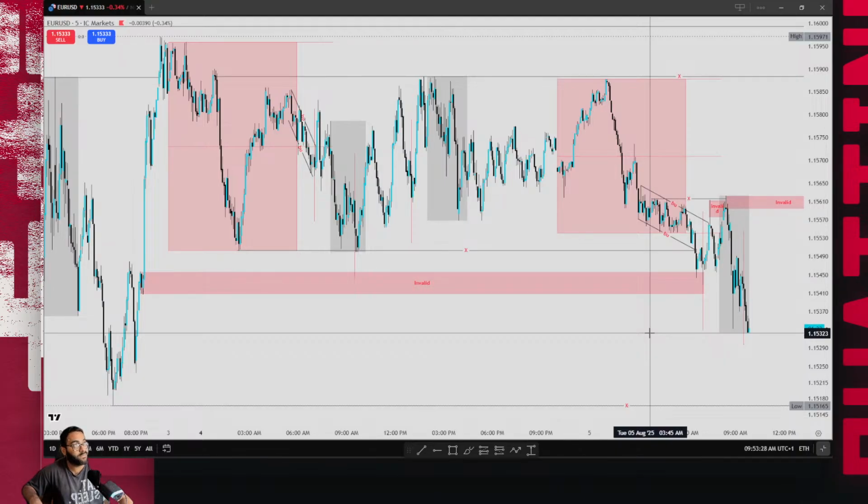Partials are 15 to 17 pips on GU. Partials are 10 to 13 pips on EU. TP is 25 to 30 pips on EU. TP on GU is 30 to 35 pips.